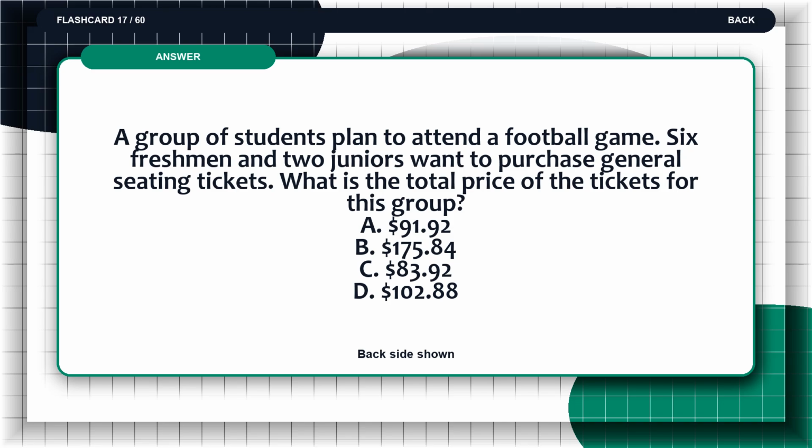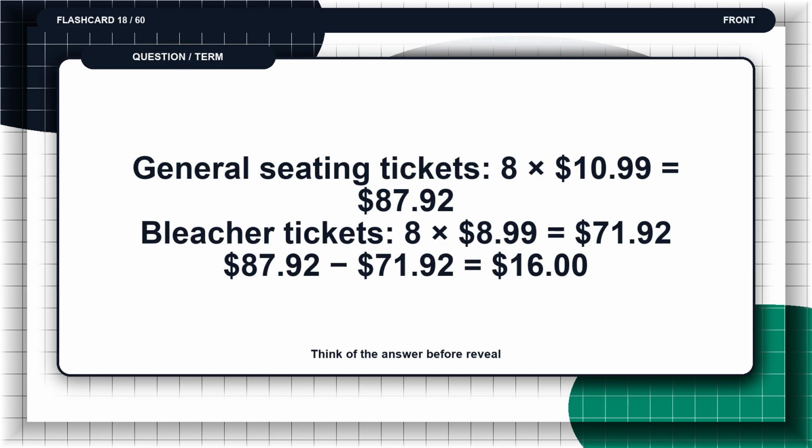The answer is, a group of students plan to attend a football game. 6 freshmen and 2 juniors want to purchase general seating tickets. What is the total price of the tickets for this group? A. $91.92. B. $175.84. C. $83.92. D. $102.88.